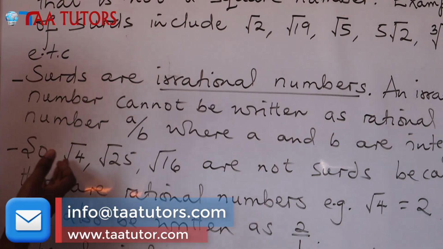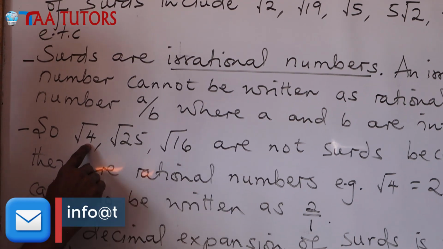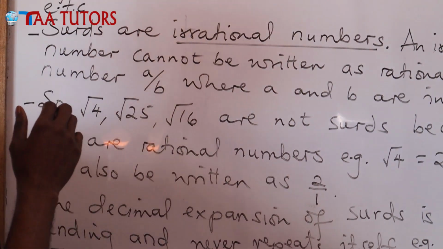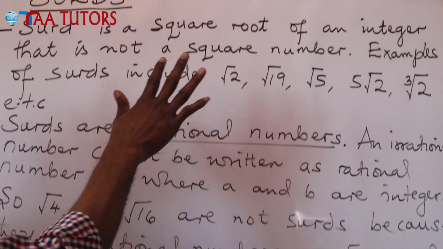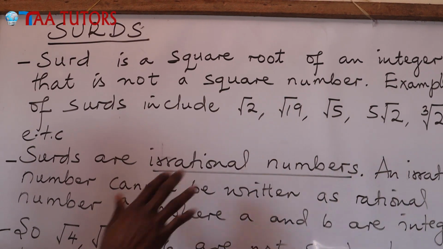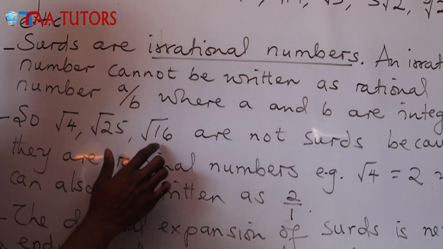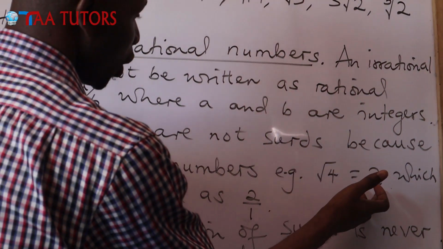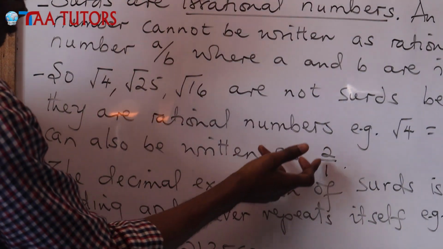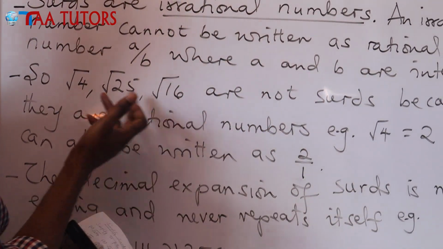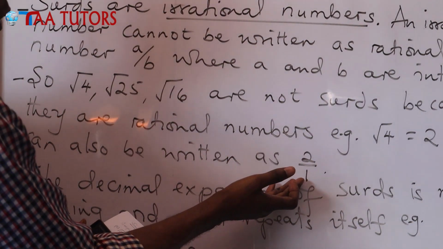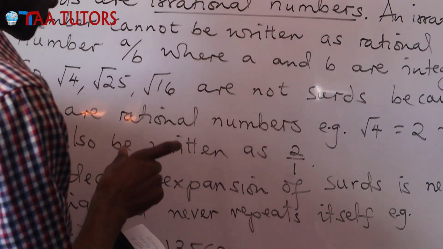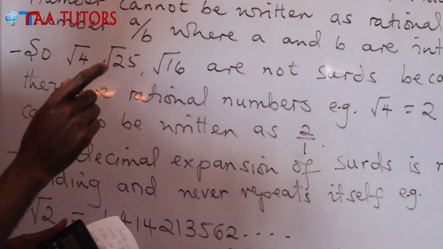So there are numbers here, Surd 4, Surd 25, Surd 16. We realize that 4, 25, 16 are square numbers, but we said a surd is the square root of an integer that is not a square number. Therefore, Surd 4, Surd 25, Surd 16 are not surds. Because, for example, Surd 4 is 2, and 2 can be written as 2 over 1, meaning a over b. So Surd 4, Surd 25, any surd of a square number is not called a surd.